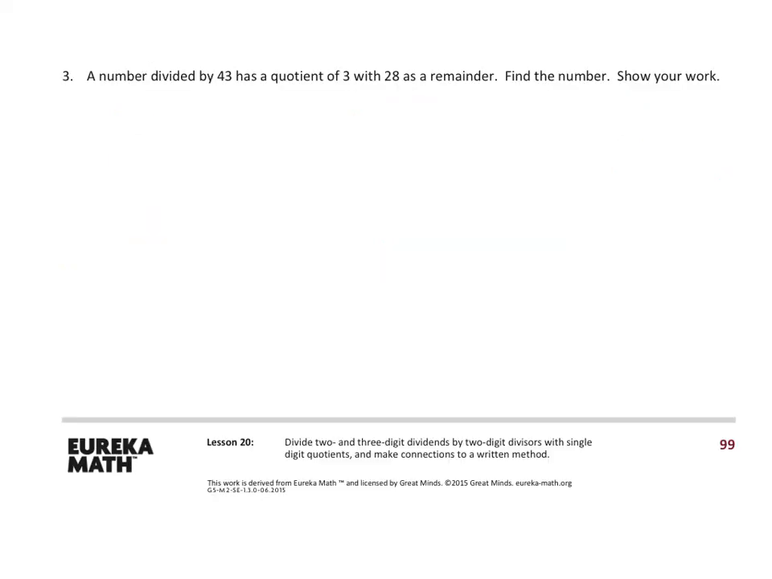So let's go tackle some word problems. I'm on the second page of the lesson 20 problem set. Let's look at number 3. Number 3 says a number divided by 43 has a quotient, I'm going to box in quotient, of 3 remainder 28. They want us to find the number.